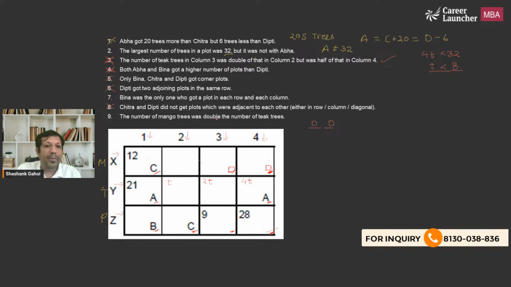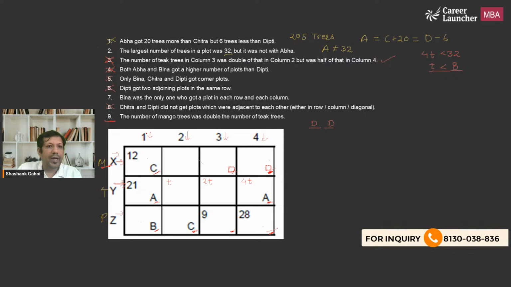Okay, the number of mango trees were double the number of teak trees. So basically, this total sum should be double of this total sum. Now let's see everything that was given. I think we have used it. This second point is a very open-ended statement, so we are going to use it later on. Veena is the only one who got a plot in each row and column, so again we are going to use this one. This statement also we are going to use. We'll see everything later on.